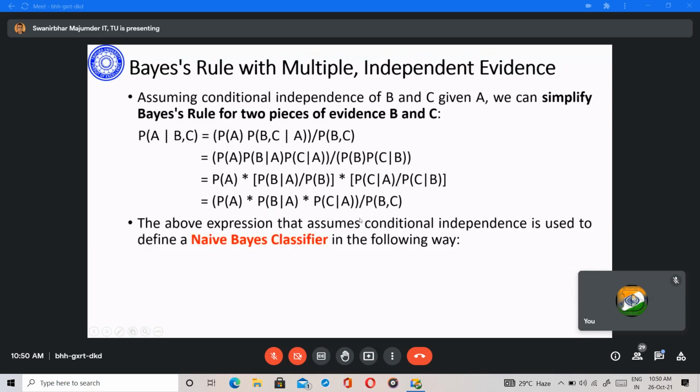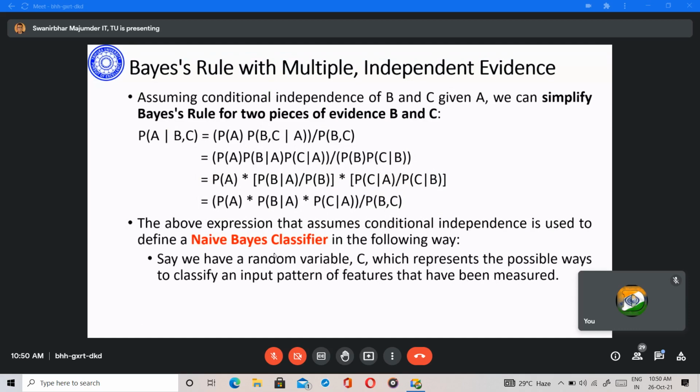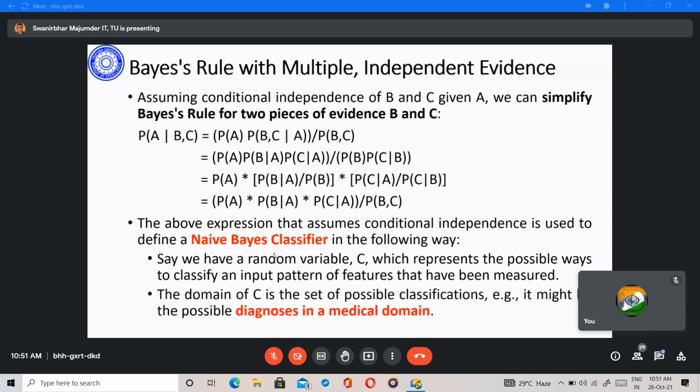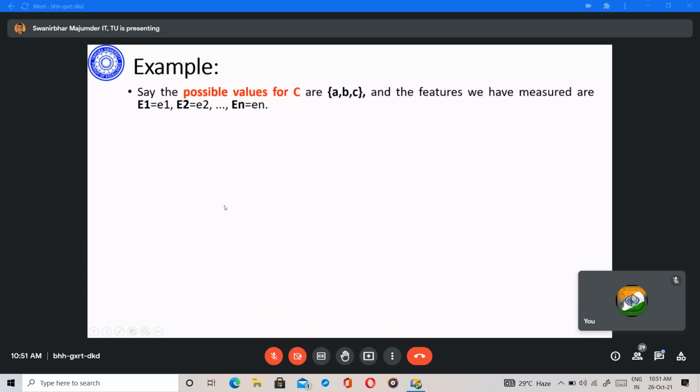So this is used as a naive Bayes classifier. It is called naive because it is not aware of one particular idea. If we have a random variable C, it represents the different possible ways we can measure it. So here C is a set of possible classifications which diagnose different conditions, like in the medical domain. That's why I said I want to give you an example for that.